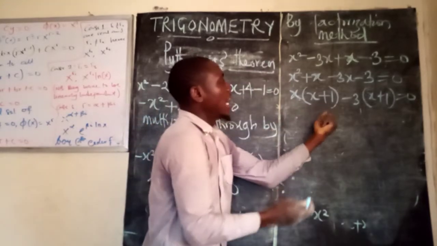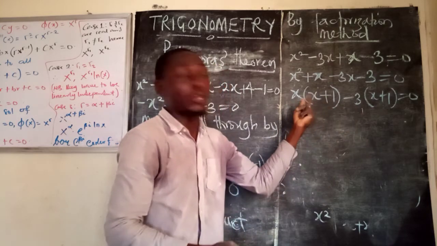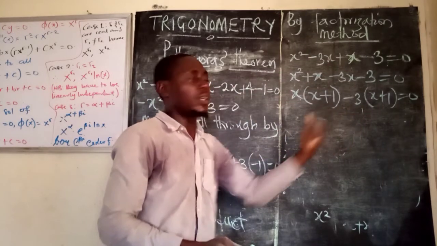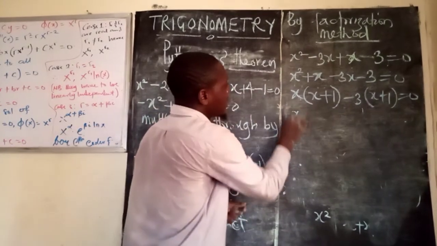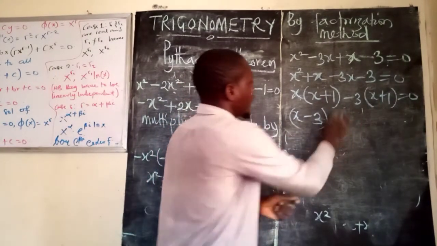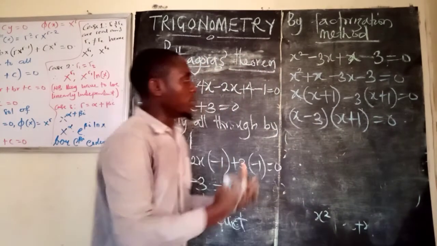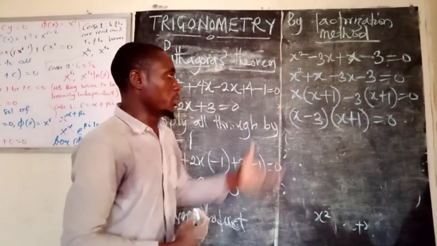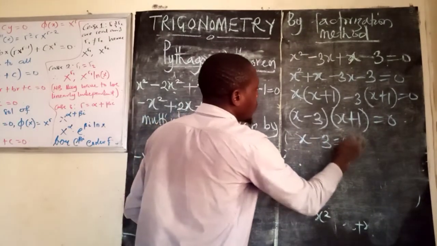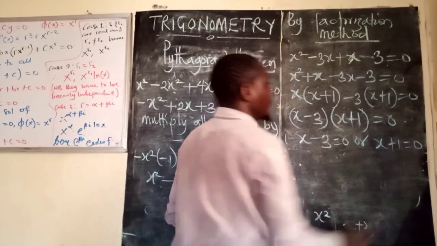We take one of those terms in these two brackets and those terms outside of the bracket. So we have x minus 3 outside of the bracket, and we have x plus 1 in the bracket. That is x plus 1 equals 0. Now, these are the factors. Then we split them. We have x minus 3 equals 0, or x plus 1 equals 0.